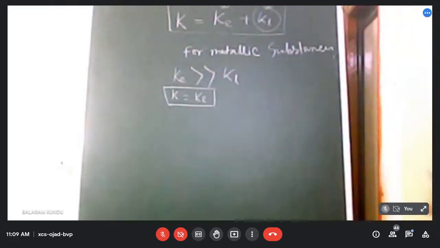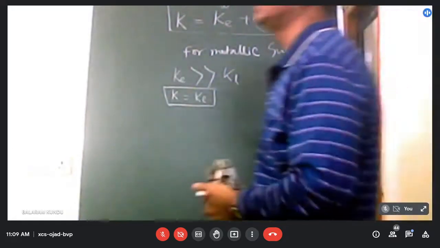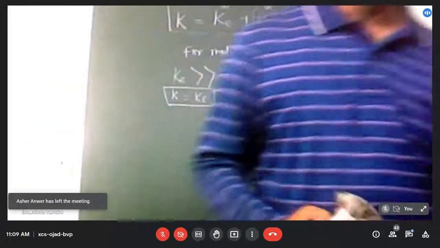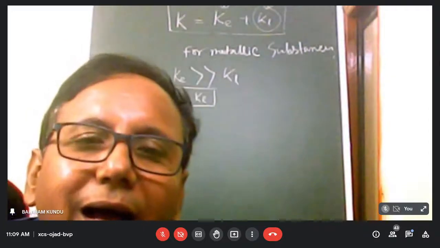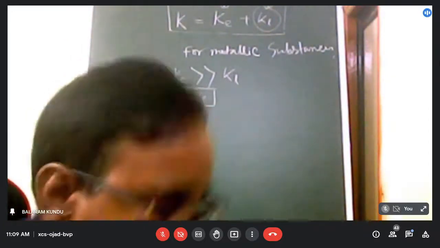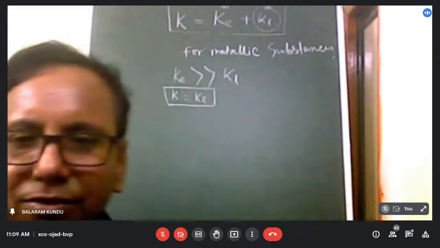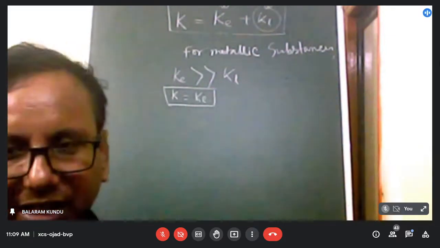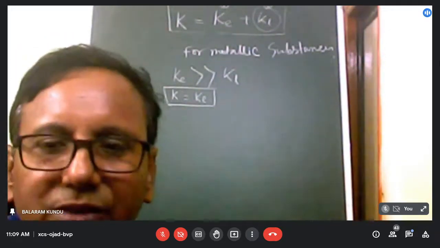So in this situation, K equal to Ke. And for non-metallic substances, where free electrons are not there, the lattice vibrational part will dominate. So in that case, Kl is greater than Ke. Definitely Kl must be greater than Ke, because there is no free electron, so Ke is not there. Ke equal to 0 in that case. So only Kl is there. So K, that is your thermal conductivity, is equal to Kl.